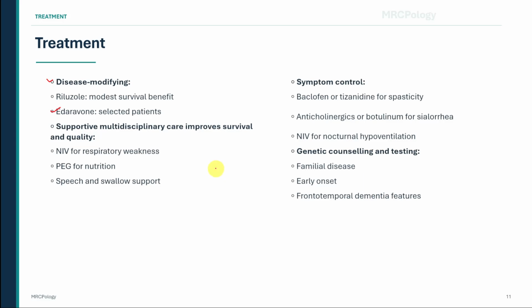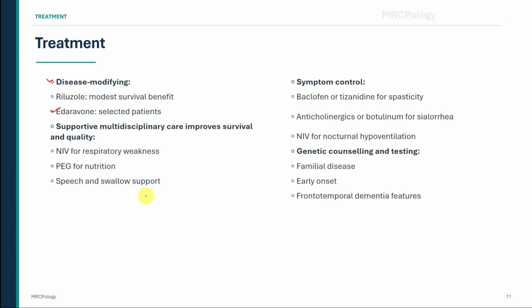Non-invasive ventilation is used for nocturnal hypoventilation or significant respiratory muscle weakness and can improve symptoms, quality of life, and survival. Swallowing and nutrition should be assessed early. Dysphagia can cause aspiration, dehydration, and weight loss. Dietetic support, texture modification, nutritional supplements, and gastrostomy may be required. Gastrostomy should ideally be discussed before respiratory weakness becomes severe.